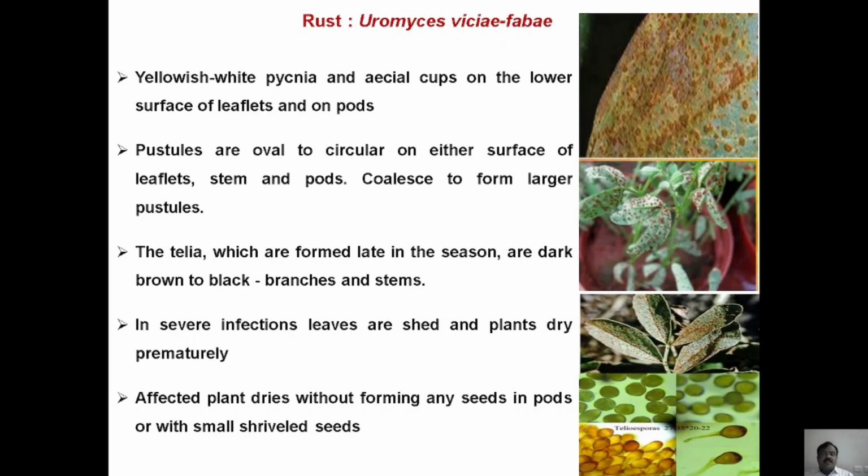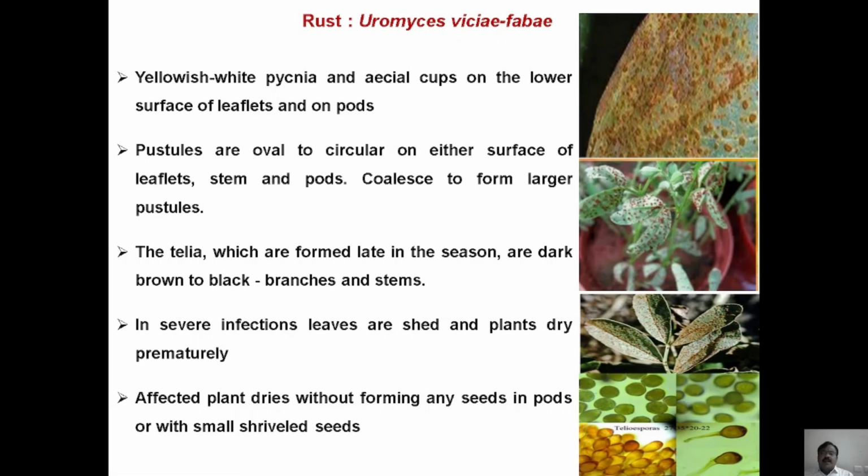Among the 5 stages, the pycnia as well as aecia produce yellowish white fruiting bodies, especially on the lower surface of the leaf. These uredosori pustules are oval to circular, and may be produced on either side of the leaf as well as on the stem and on the pods. These uredosori pustules coalesce together and form a larger infection on a larger proportion of leaf area, leading to drying of leaves.